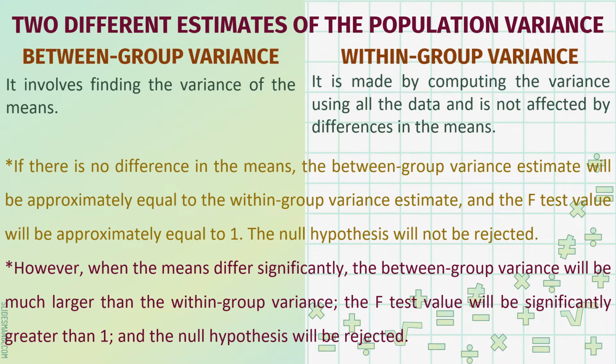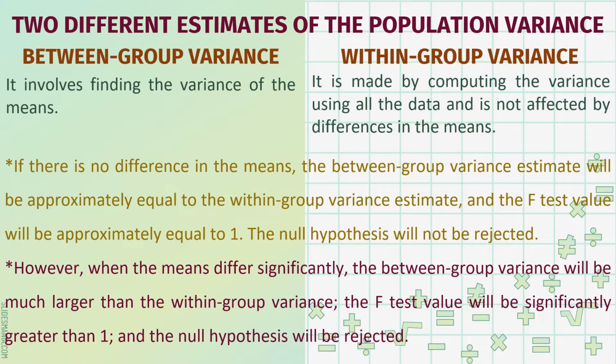However, when the means differ significantly, the between group variance will be much larger than the within group variance. Bakit siya larger? Kasi nga, yung within group variance, hindi siya naaapektuhan ng mga differences ng means. And yung between group variance, hinahanap niya yung variance sa mga means. So, meaning, kasama din doon yung mga differences ng means na nakakapagpadagdag. Kaya nasasabi na much larger yung between group variance sa within group variance kung there is a significant difference among the means. And so the F-test value will be significantly greater than 1 and the null hypothesis will be rejected.